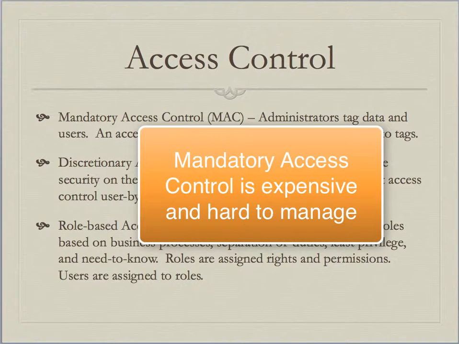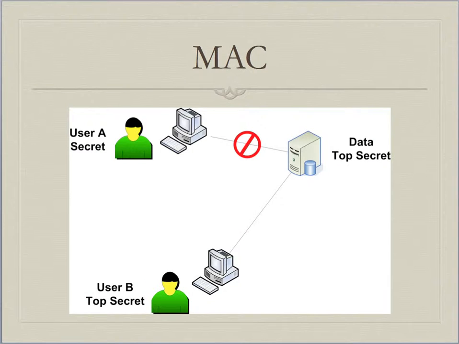Mandatory access control, you're going to find it mostly in government, where there's highly sensitive data, national defense secrets, if you will, that need to be protected, or contractors who also deal with that data. So mandatory access control. As you can see here, user A has secret clearance, can't get to the top secret data. User B has top secret clearance, and they can get to the top secret data. However, remember that we still need to enforce need to know, least privilege, and separation of duties.